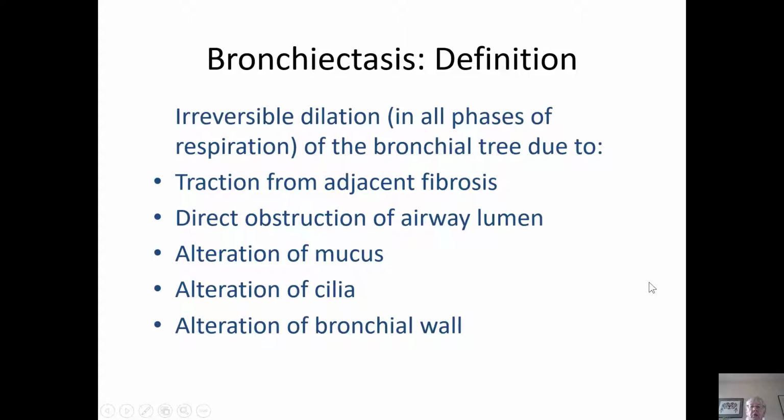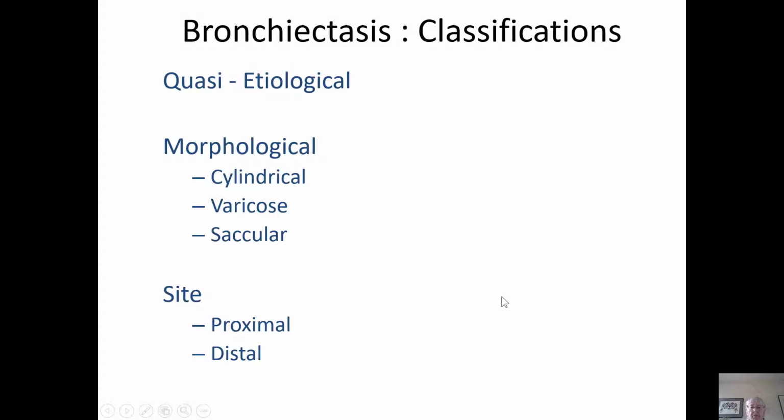The definition of bronchiectasis is thusly: an irreversible dilatation of the bronchial tree, and this dilatation is present in all phases of respiration. It can be due to traction from adjacent fibrosis, as in interstitial lung disease, direct obstruction of the airway lumen, alteration of the mucus, alteration of the cilia, and alteration of the bronchial wall. And I'm going to address it in this kind of sequential fashion.